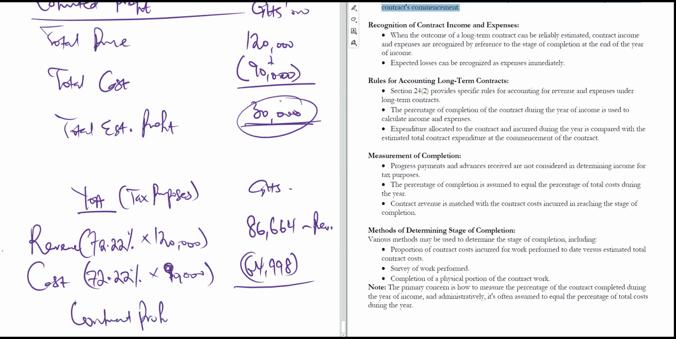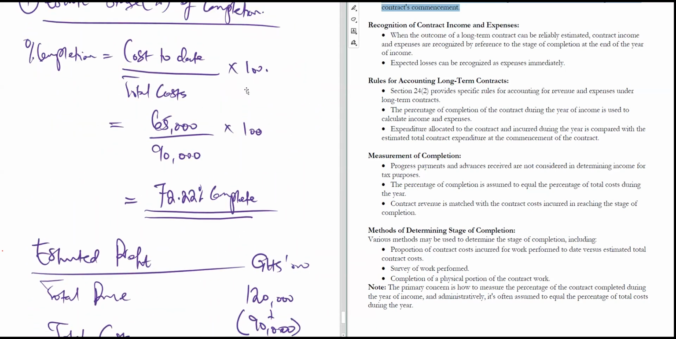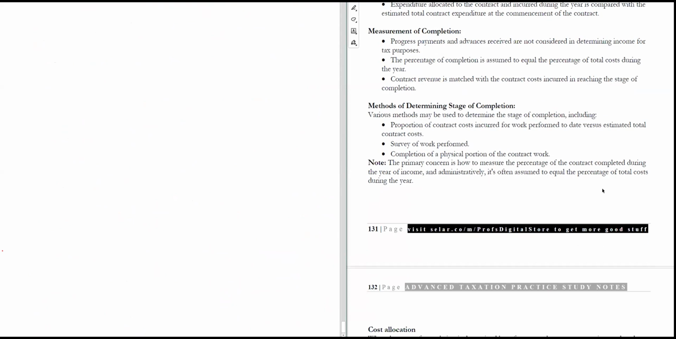And that becomes the contract profits that have to be recognized. So 86,664 minus our 64,998 is 21,666. And you can cross-check by multiplying the estimated profit you estimated at the start of the contract by 72.22%. So this is how you recognize contract cost. Understood?